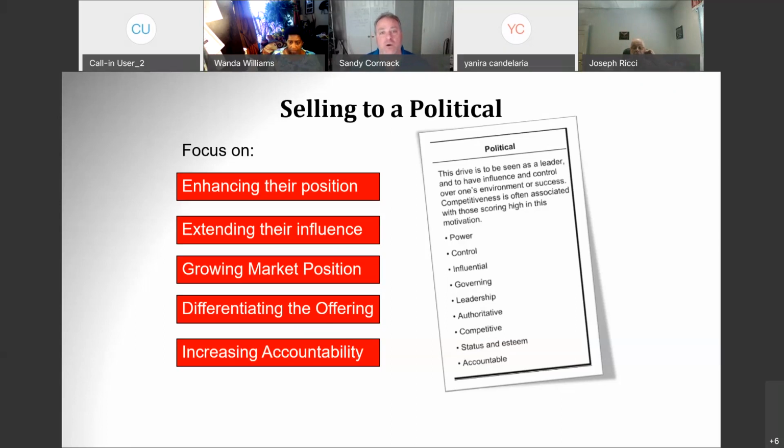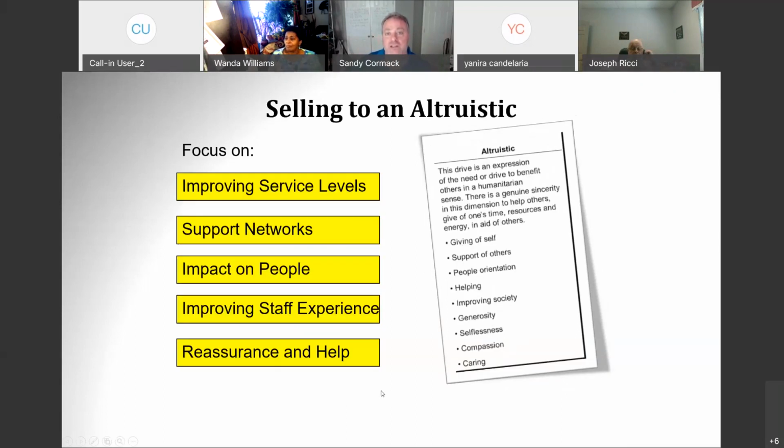How does what you're suggesting enhance their position, extend their influence? How does this help grow our market position, differentiate our offering, increase accountability? If you're selling to somebody with a high altruistic drive, how does what you're proposing improve the level of service that you're offering? How does it support our beneficial networks, the networks we depend upon? What's the impact on people, on our people? How does this improve our staff experience? And how are we going to provide reassurance and help as we move along with this change?